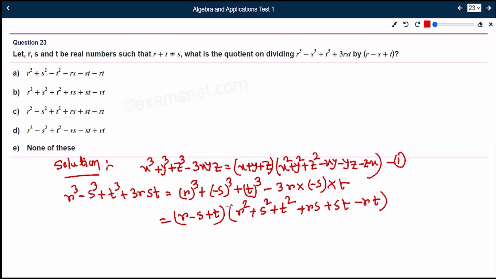Now look, we are dividing this expression by r minus s plus t, right? That means on dividing this expression, we will get the quotient r square plus s square plus t square plus rs plus st minus rt. Look here, option B is the correct one. Okay, now let's move towards the next sum.